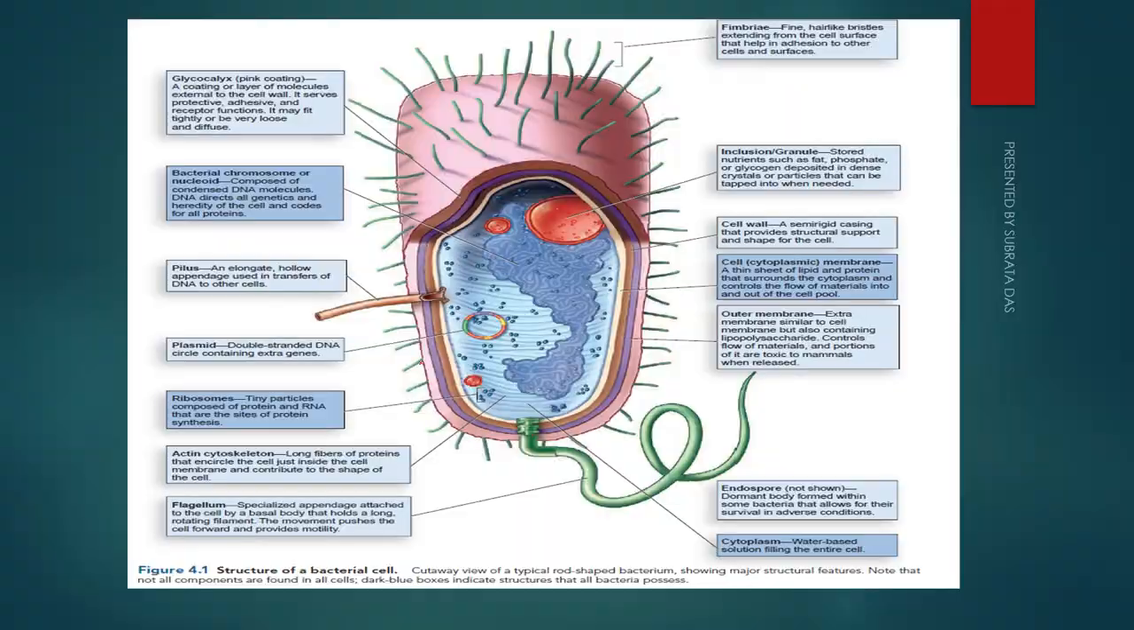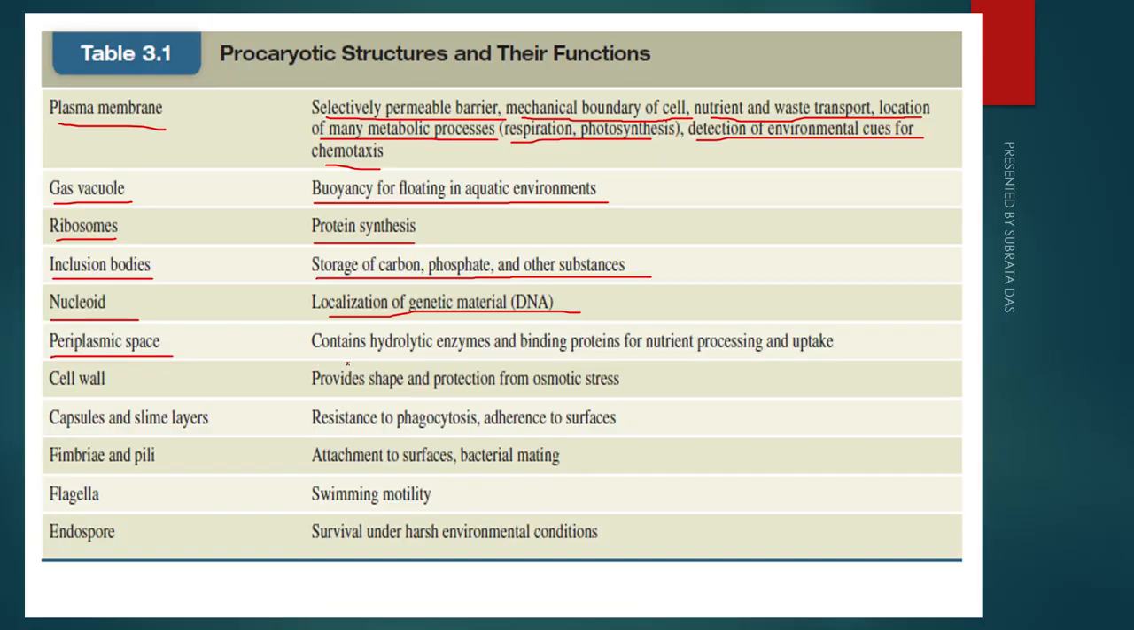Okay, so what is the role of the periplasmic space? It contains hydrolytic enzymes and binding proteins for nutrient processing and uptake. So if we get a complex nutrient, then in the periplasmic space many hydrolytic enzymes break down those complex components and take up the more easily soluble or simpler compounds inside the cell.